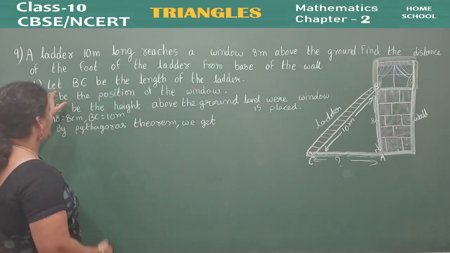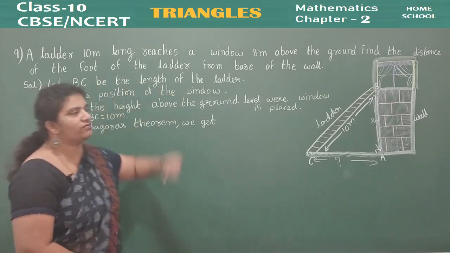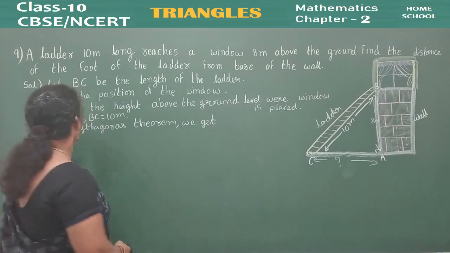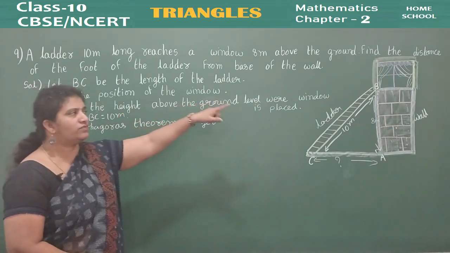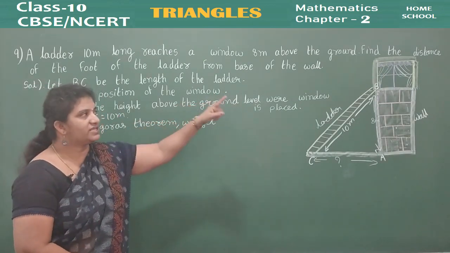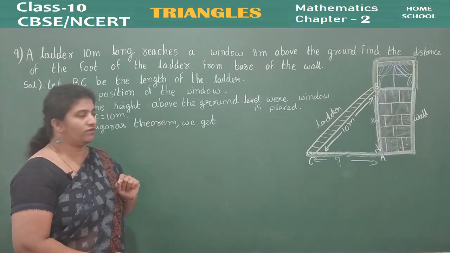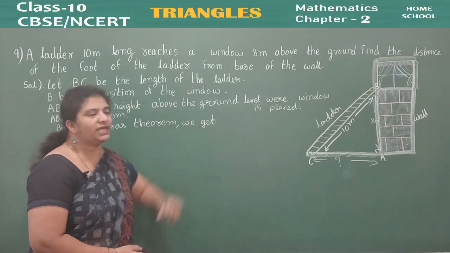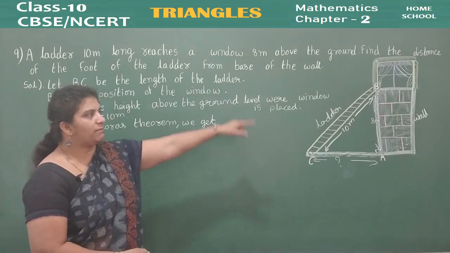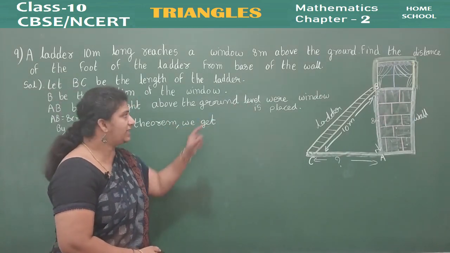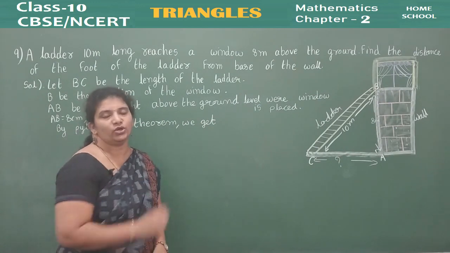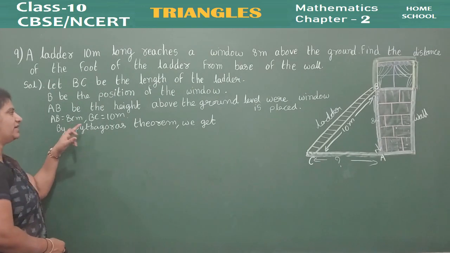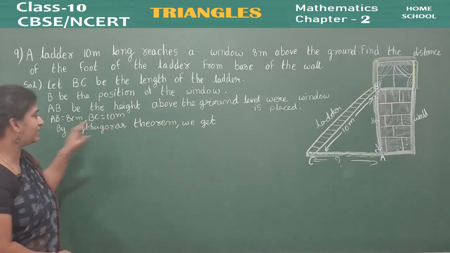Solution. Let BC be the length of the ladder. B is the position of the window. You can see the window, right? AB is the height above the ground level where the window is placed. AB is equal to 8 meters, BC is equal to 10 meters.